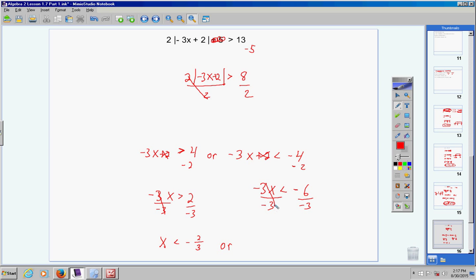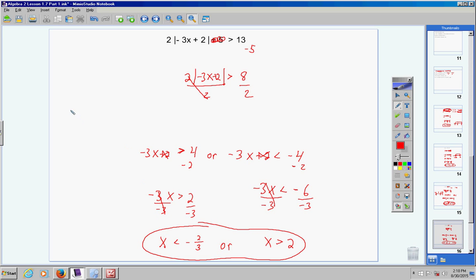These will cancel, you're left with x. Don't forget to turn the arrow because you're dividing by a negative number. And then a negative divided by a negative is positive. 6 divided by 3 is 2. And just like that, you're finished. Just like that, you're done.